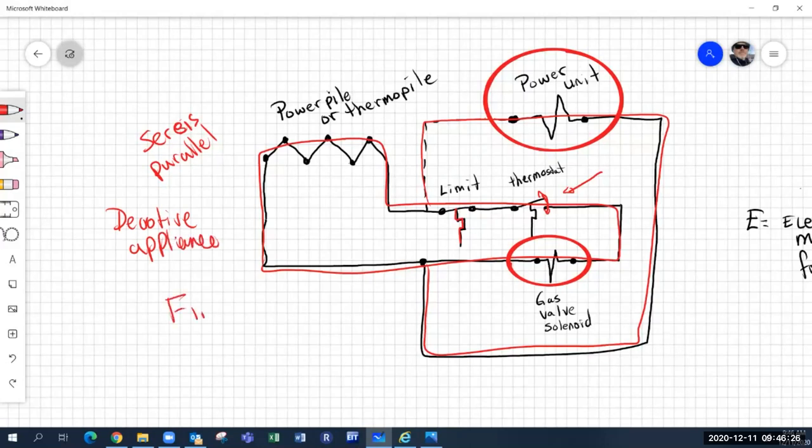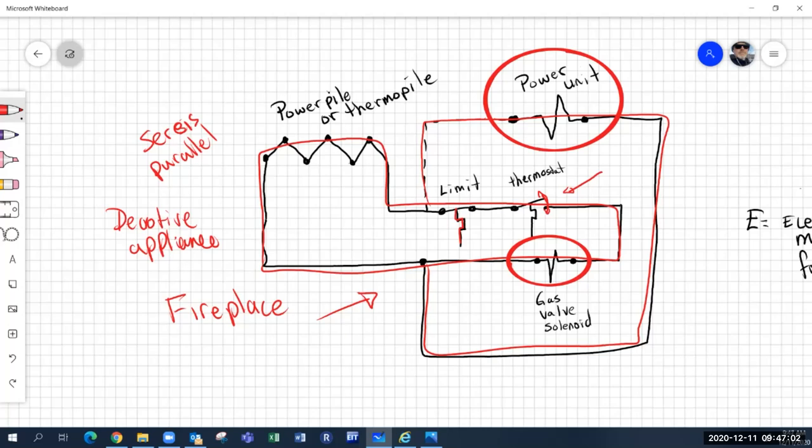Like a fireplace. Has anybody seen a gas burning fireplace? This is the wiring diagram used for a gas burning fireplace. See the exact wiring. It's the components that you see there, and it needs no outside power source to operate. The power pile generates enough voltage to power up that whole circuit.